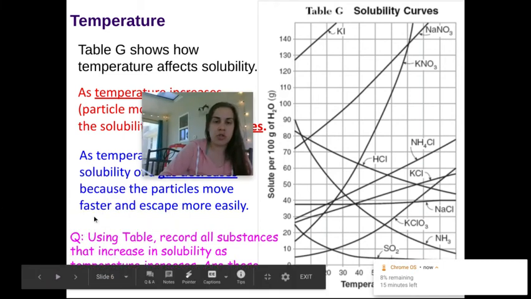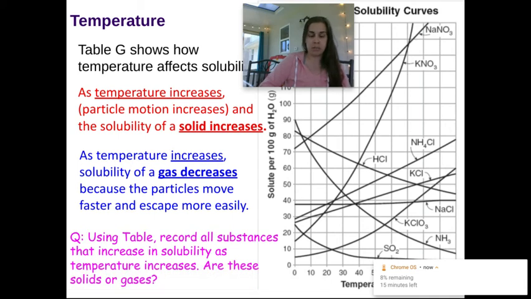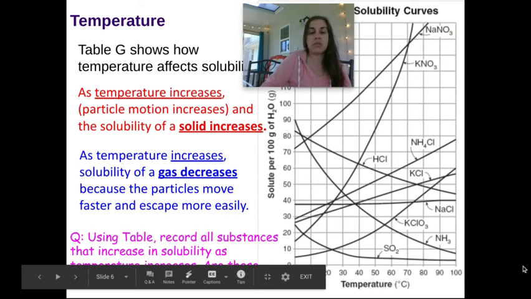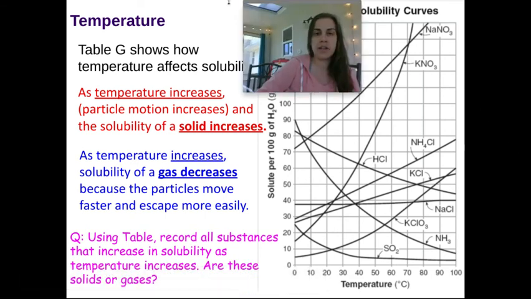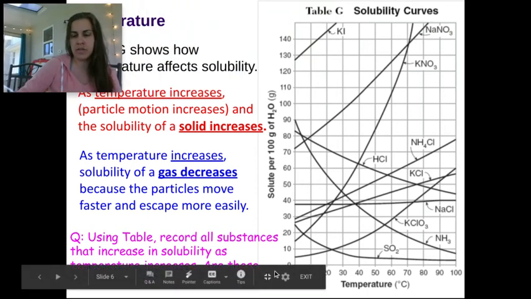So using your table G, I would like you to record all substances that increase in solubility as the temperature increases. And then once you've done that, are these substances solid or gas? So that's what I want you to label down: all of the substances on this table that increase their solubility when temperature goes up. And I also want you to indicate if it's a solid or a gas. When you've done that, you can pause the video to do that. Let's see if you were right.